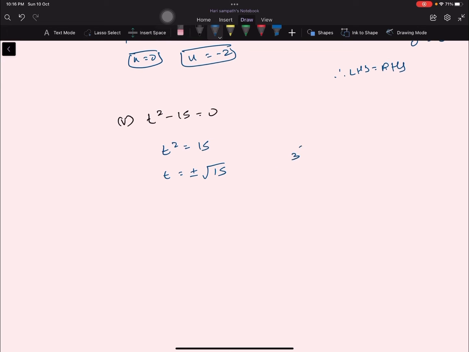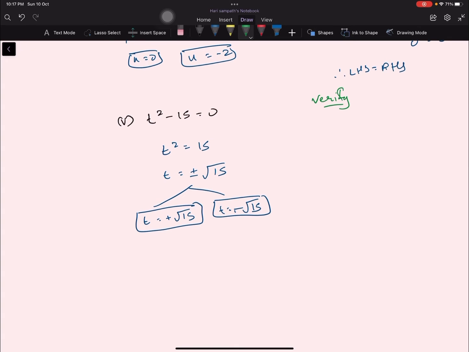Because when you do 3 square, you get 9, and when you do minus 3 square also, you get 9. See, that's why root of 9 can be plus or minus 3. So that you get two solutions. The two solutions are t is equal to plus root 15 and t is equal to minus root 15. These are the two solutions you're going to get. Now let's verify them.